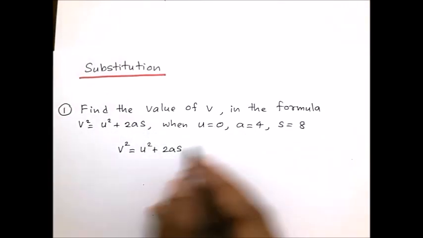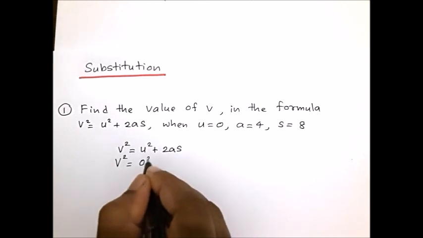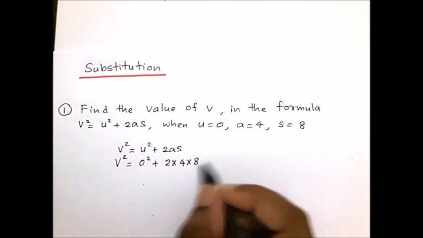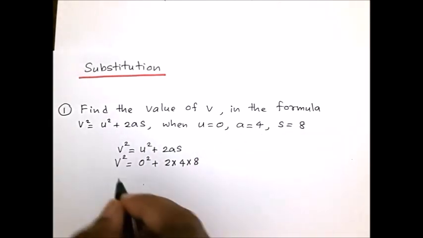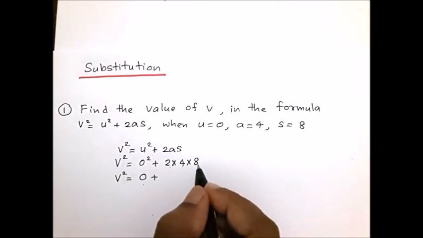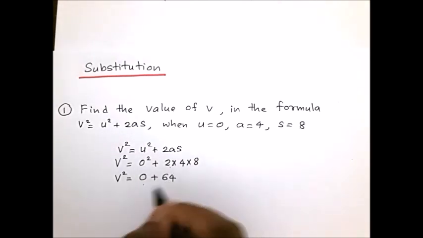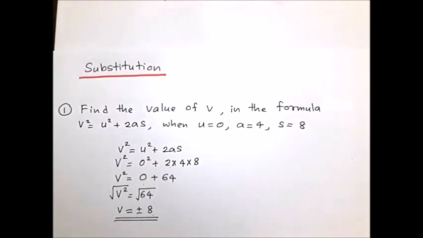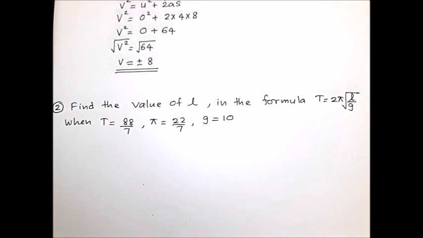I am going to substitute these values here. 0 to the power 2, 2 times 4 times 8. Here a is 4 and s is 8. 0 to the power 2 is 0. 2 times 4 is 8, 8 times 8 is 64. V squared equals 64. Now to find the value of v, take the square root of both sides. V equals plus or minus 8. This is the answer.